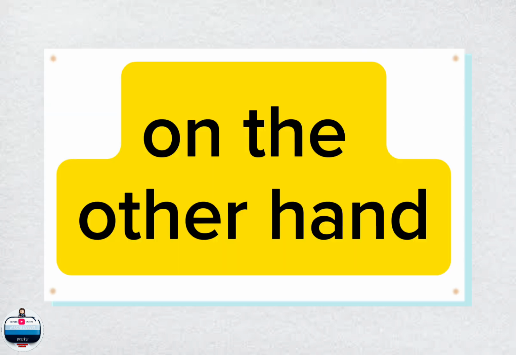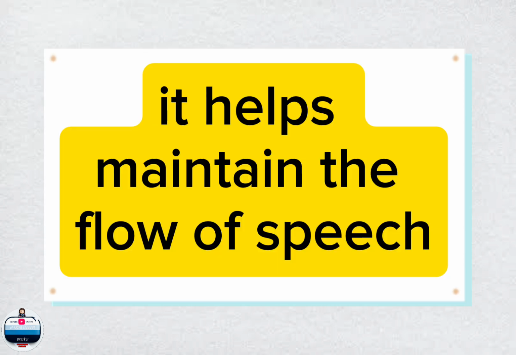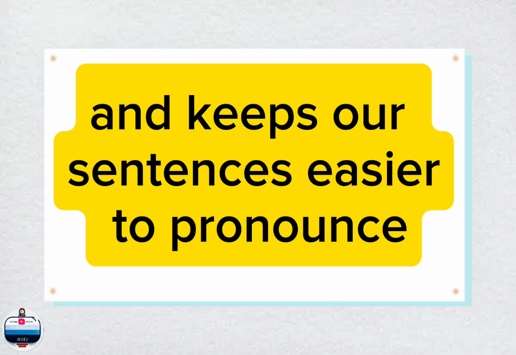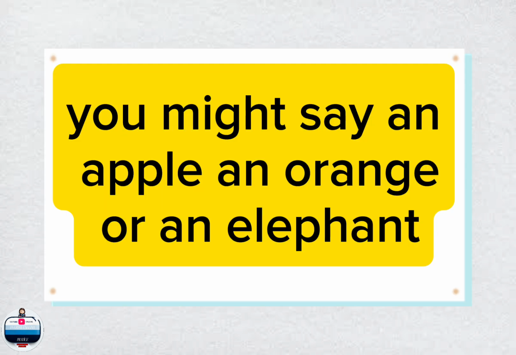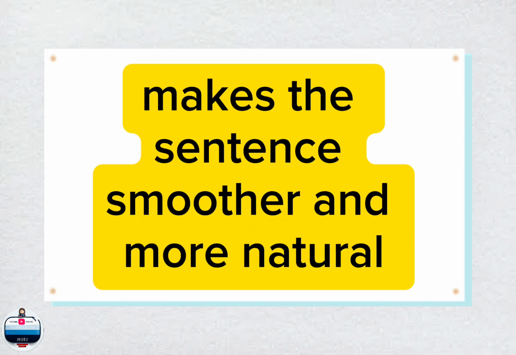On the other hand, the article an is used before nouns that begin with a vowel sound. It helps maintain the flow of speech and keeps our sentences easier to pronounce. You might say, an apple, an orange, or an elephant, and the use of an in these cases makes the sentence smoother and more natural.